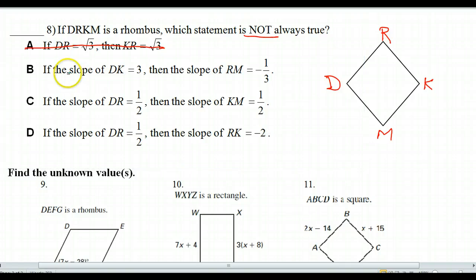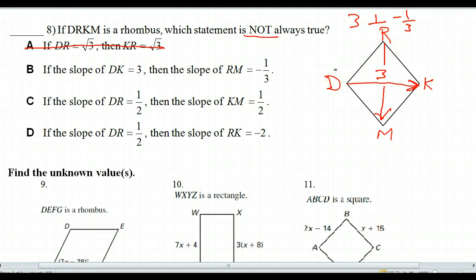B. So let's see, slope of DK is 3. DK is a diagonal. I drew an arrow to remind me that this is supposed to be the slope. So the question is, will the slope of RM always be negative 1/3? RM is the other diagonal. The first one had slope 3, the other one had slope negative 1/3.